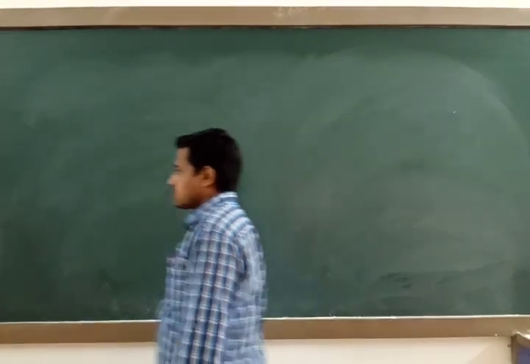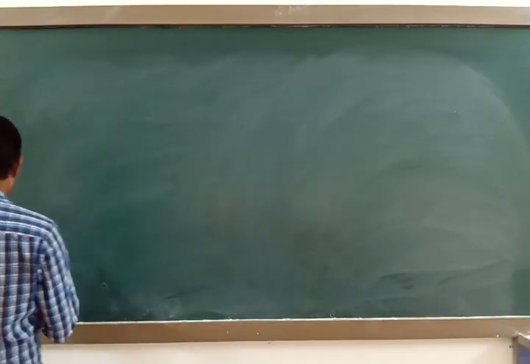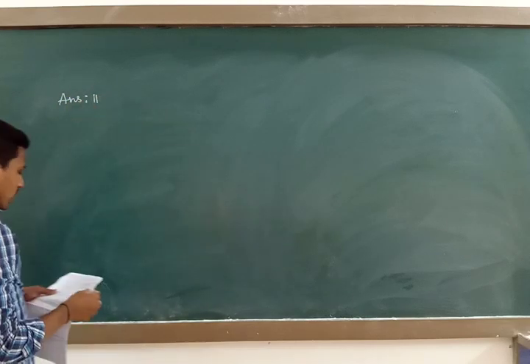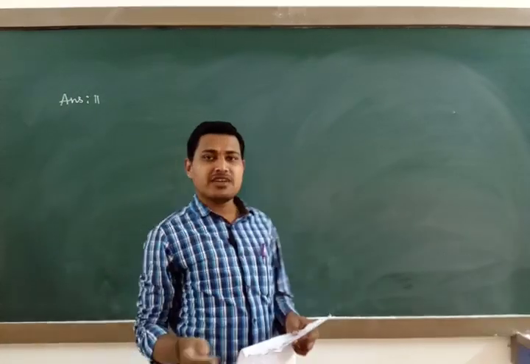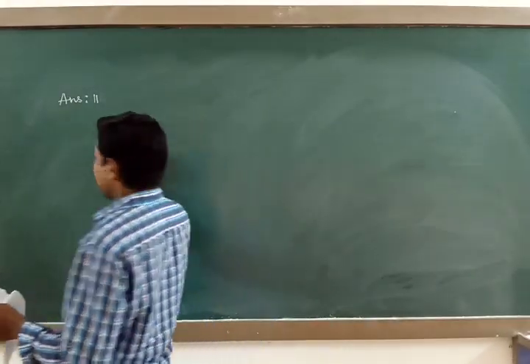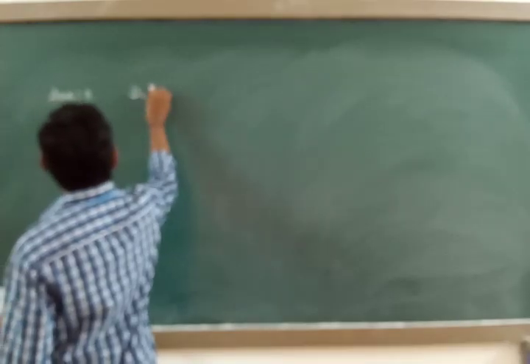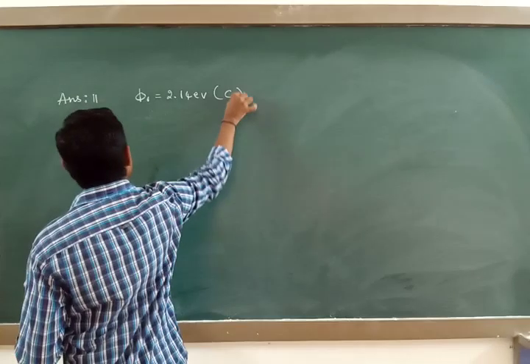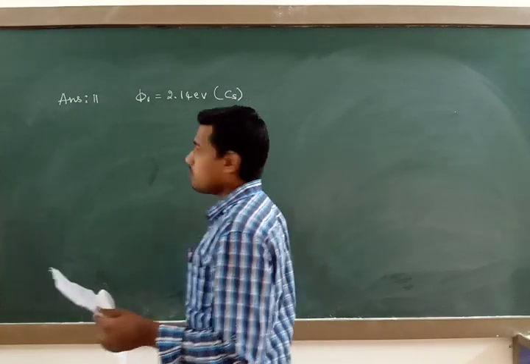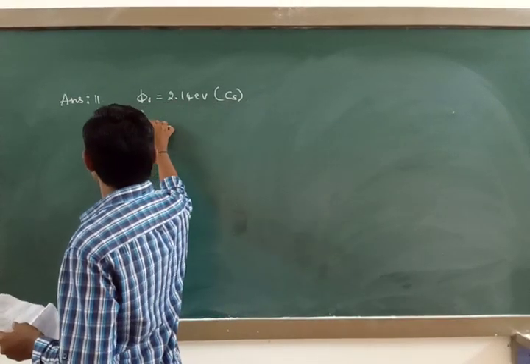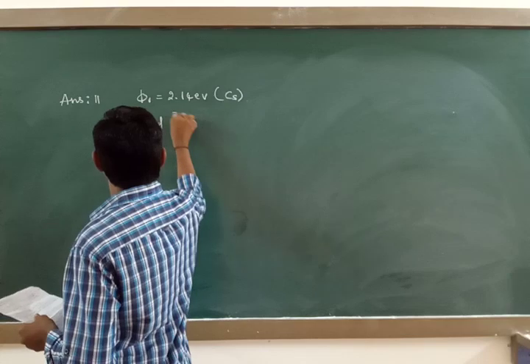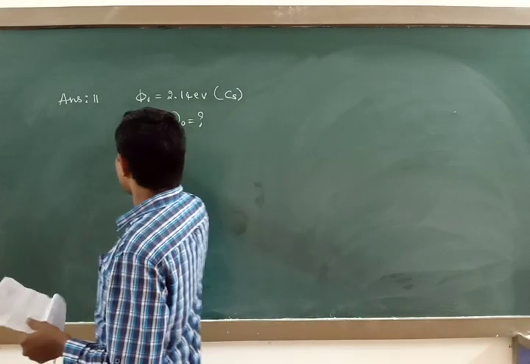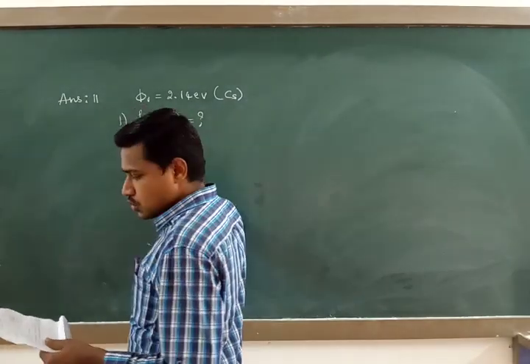Okay, then next, 11th numerical. Work function of cesium is 2.14 electron volt. So what is the given data here? Work function for cesium metal they have given, that is 2.14 electron volt. So this is for cesium. Find threshold frequency. Okay, work function of cesium metallic surface they have given, they are asking you to find threshold frequency. The first one they are asking you to find nu naught, threshold frequency.